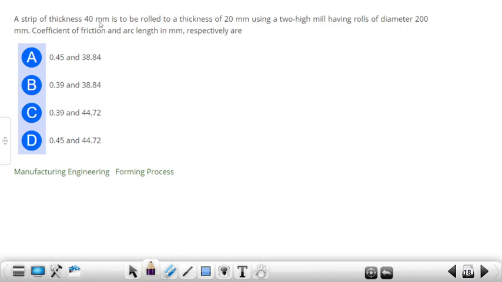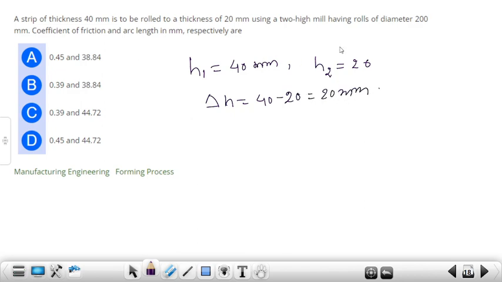A strip of thickness 40 mm is to be rolled to a thickness of 20 mm using a two-high mill having roll diameter 200 mm, and we have to find the coefficient of friction and arc length. So given thickness h1 is initially 40 mm and final thickness h2 is 20 mm. So del h is equal to 40 minus 20, equal to 20 mm, and the roll diameter given is 200 mm, which implies that the radius will be 100 mm.